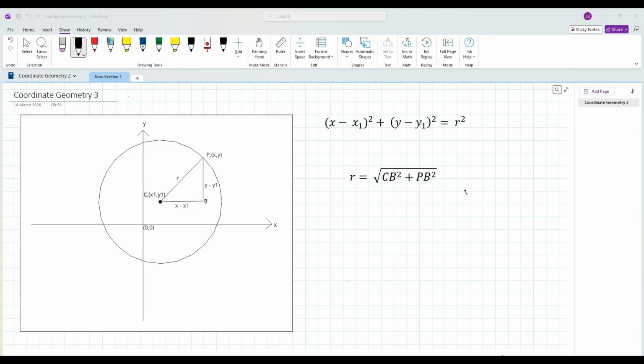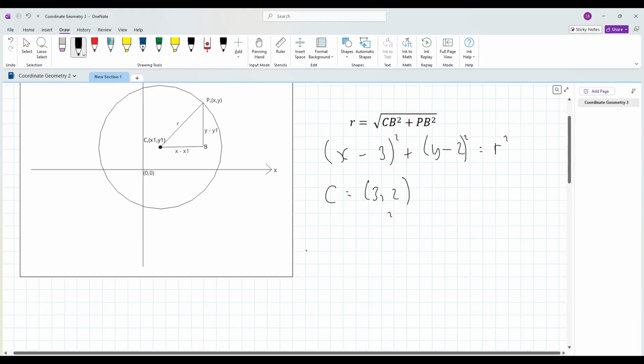Now, for calculating the centre. The centre is always the opposite sign of what is given in the brackets. So, if we have the equation (x minus 3) squared plus (y minus 2) squared equals r squared, the coordinates of the centre are C equals positive 3, positive 2. That is 3 units in the x direction and 2 units in the y direction. So let's try an example.